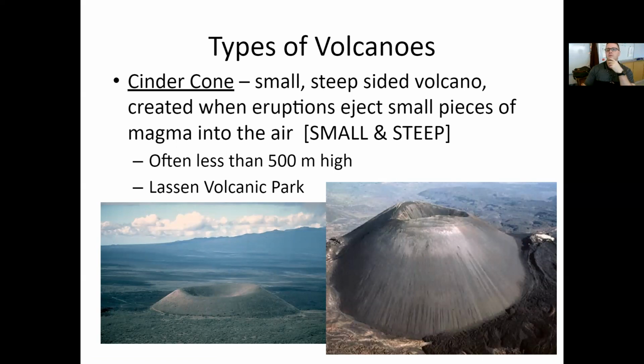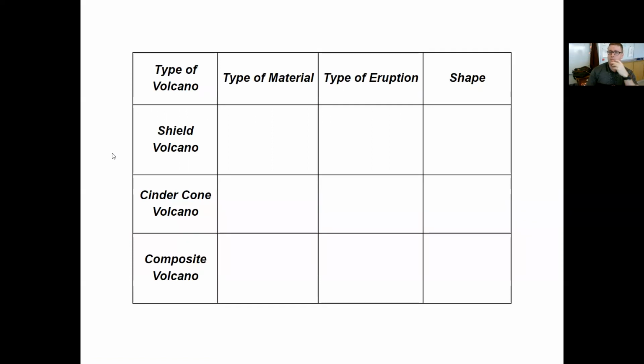And these are very small, very steep. Lassen Volcanic Park in the United States, that's an example of where you can find some cinder cone volcanoes. So what's a good way of keeping all three of these volcanoes straight in your head when you're trying to study them? You've got to go to a chart. Easiest way of remembering it.